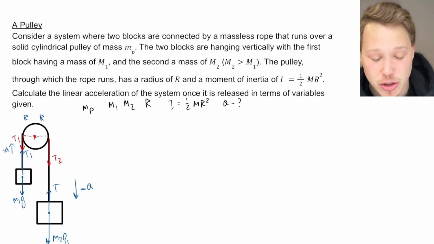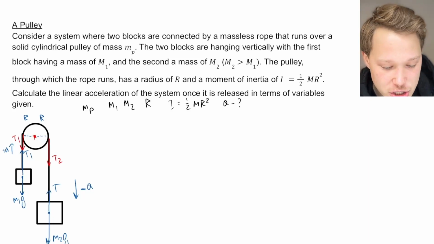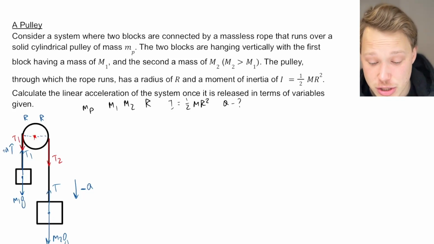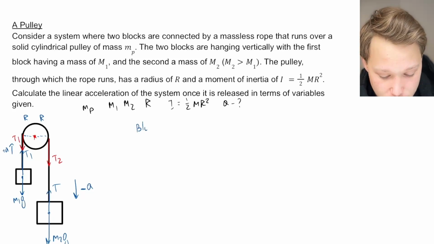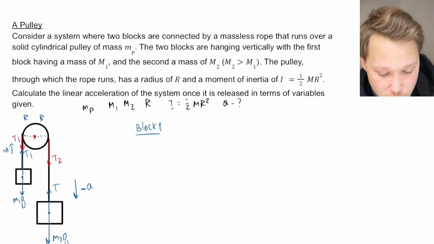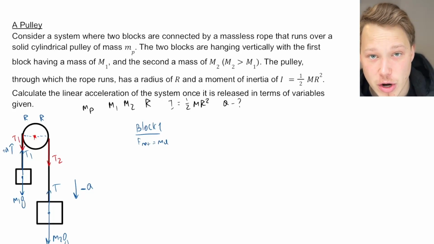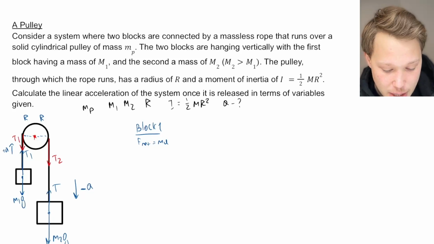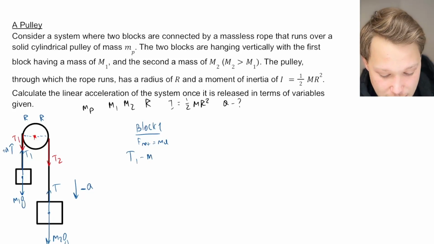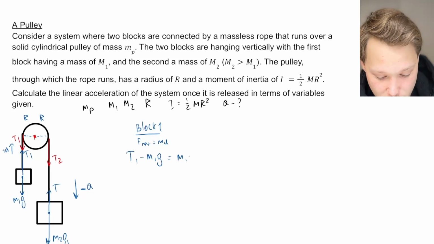what is the distance that those forces are applied from the center of rotation, let's write down Newton's second law. Firstly, for block 1. So block 1, F net is equal to MA. So what is the net force, right? I want you to think about this. It's going to be T1 minus M1G is equal to M1A.